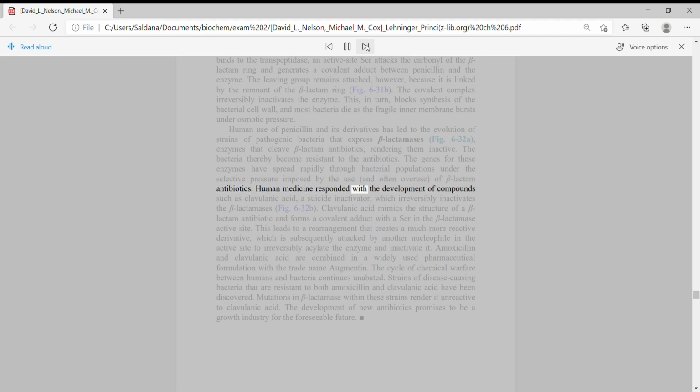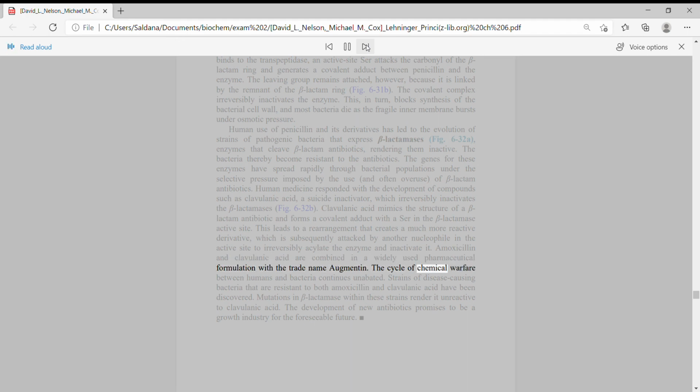Human medicine responded with the development of compounds such as clavulanic acid, a suicide inactivator, which irreversibly inactivates the beta-lactamases, Fig. 6-32b. Clavulanic acid mimics the structure of a beta-lactam antibiotic and forms a covalent adduct with a SER in the beta-lactamase active site. This leads to a rearrangement that creates a much more reactive derivative, which is subsequently attacked by another nucleophile in the active site to irreversibly acylate the enzyme and inactivate it. Amoxicillin and clavulanic acid are combined in a widely used pharmaceutical formulation with the trade name Augmentin.